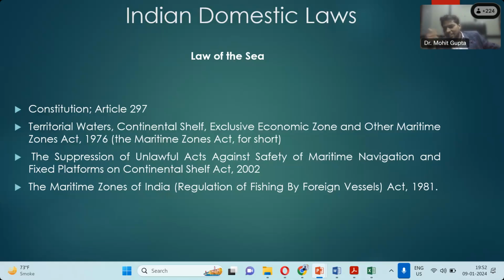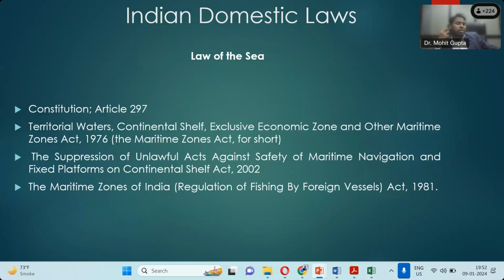In the same way, there is another relevant legislation, the 1981 Maritime Zones Fisheries Act. If you read this Act, it lays down the framework. If a foreign vessel wants to do fishing in the Indian exclusive economic zone, then it has to take a license. All that framework has been laid down in the Maritime Zones Fisheries Act. But again, there is very little literature on all these topics.